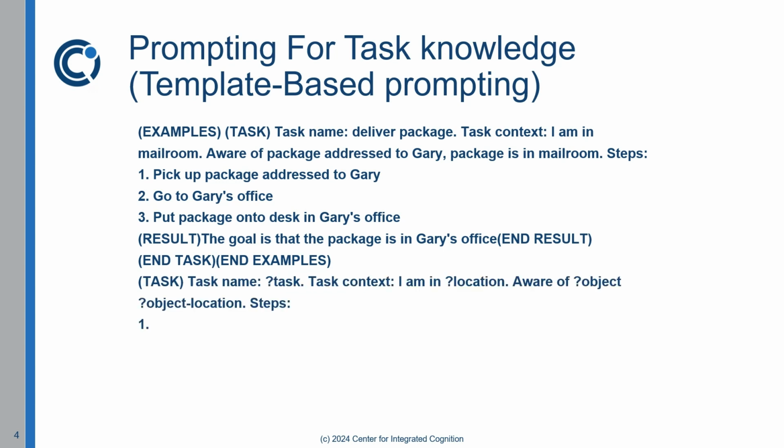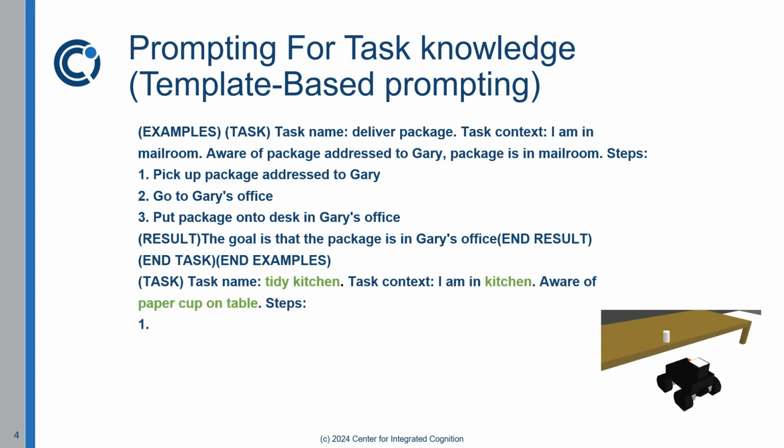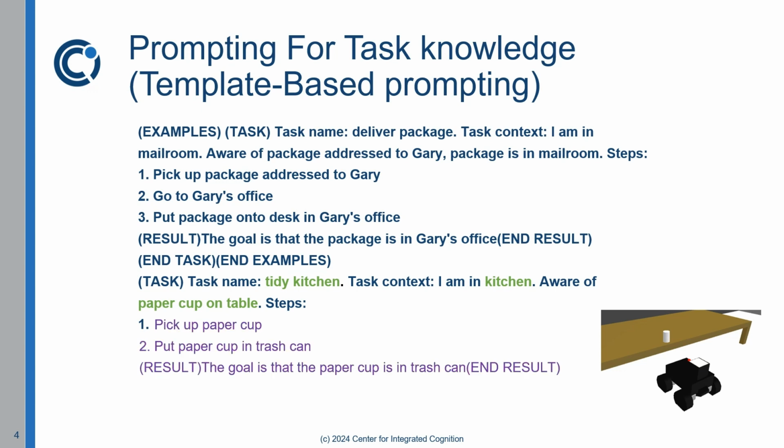In this case, the goal is that the package is in Gary's office. This prompt example is followed by a template that the agent can instantiate with the task that it is given along with context. So for example, if you have an agent, a robot in this case, that has been given the task to tidy the kitchen, it can also fill the template with context that it knows, such as where it is in the kitchen, and an object that it sees, a paper cup on the table. The response that we get from the language model for this prompt is to pick up the paper cup, put the paper cup in the trash can, and the goal is that the paper cup is in the trash can.